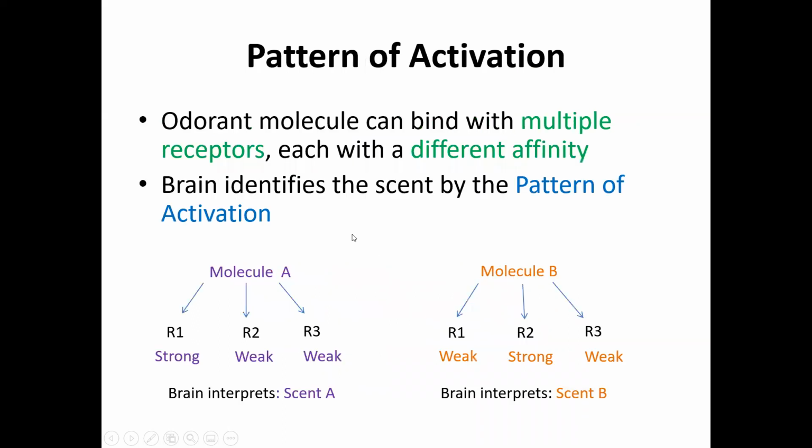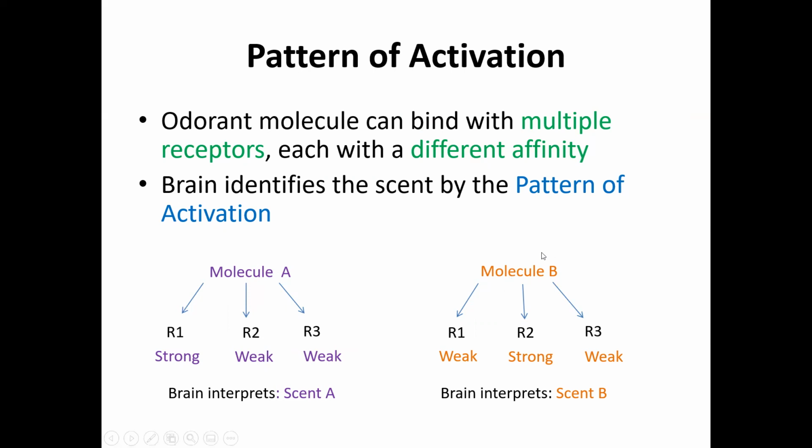And the answer to that is the pattern of activation, because molecules are able to bind to more than one receptor, and they're able to bind to them with different affinities. Affinities means attractions. Okay, so for example, let's say we have two different molecules, two different chemicals that we're going to smell. We have molecule A, and molecule A is going to bind to receptor 1 strongly, receptor 2 weakly, receptor 3 weakly. So that pattern of strong, weak, weak, those signals sending to the brain, is going to be decoded as, well, that's scent A.